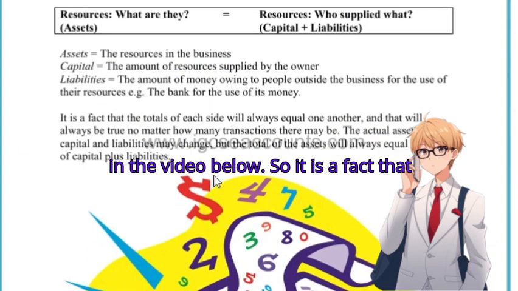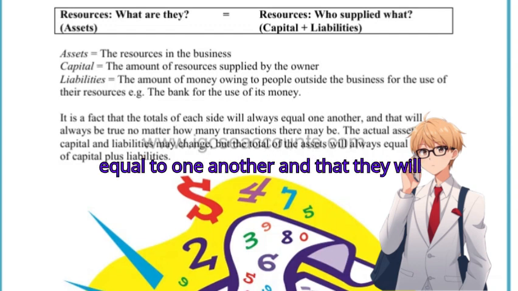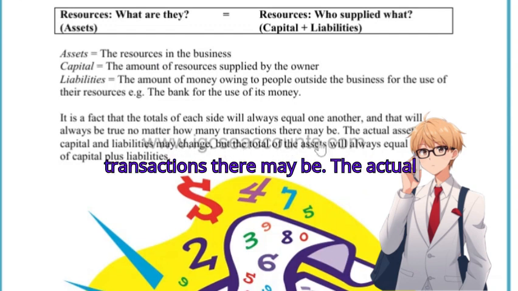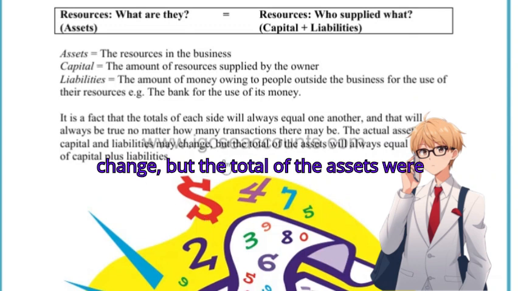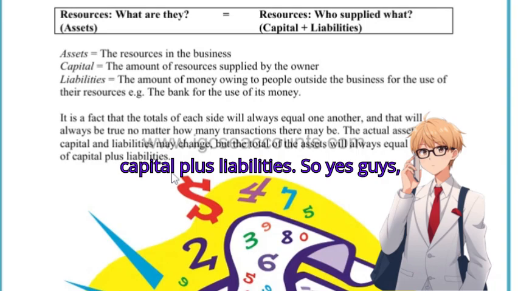It is a fact that the totals of each side will always be equal to one another, and that this will always be true no matter how many transactions there may be. The actual assets, capital, and liabilities may change, but the total of the assets will always equal the total amount of capital plus liabilities.